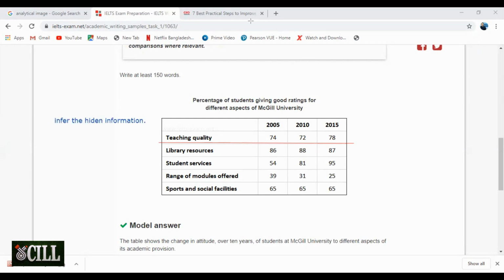Give me one minute. Let me just switch off the fan. It's causing some sound. Right.